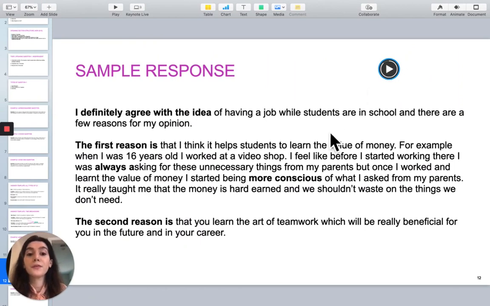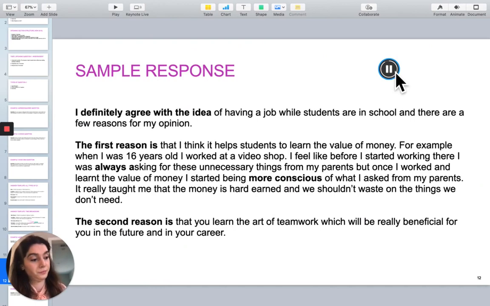Right, so you saw that through my example, I was able to prove that, like I kind of experienced this, and I learned the value of money. And after working, I myself stopped asking my parents for these unnecessary items. So I kind of gave my reason and developed on it.